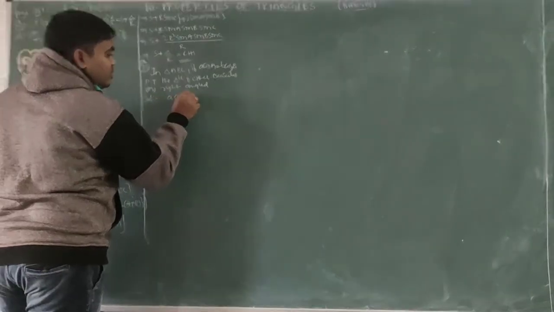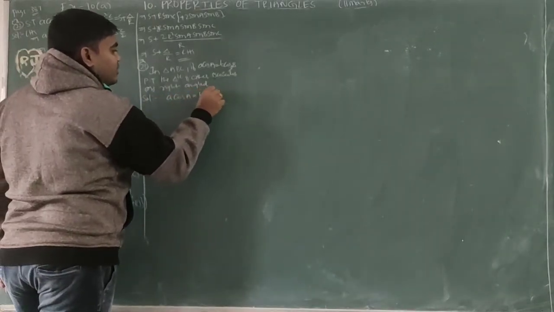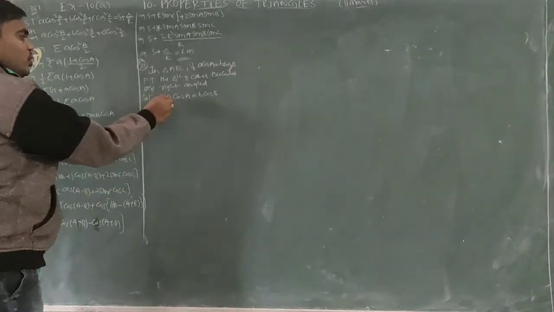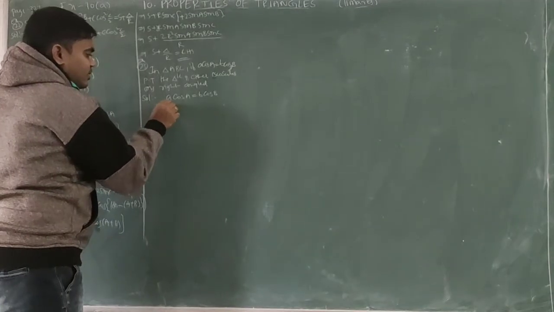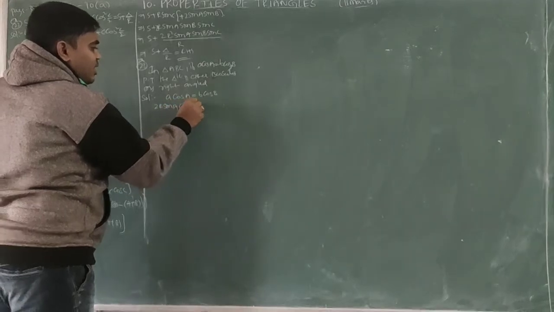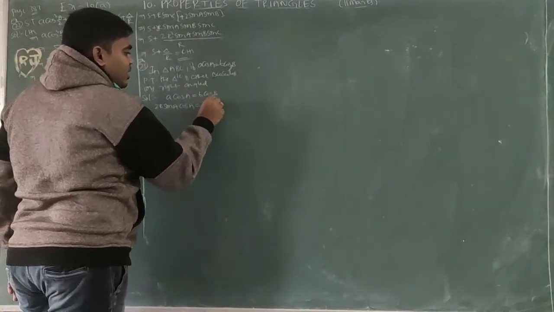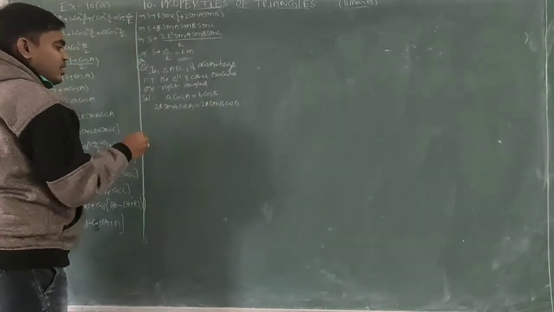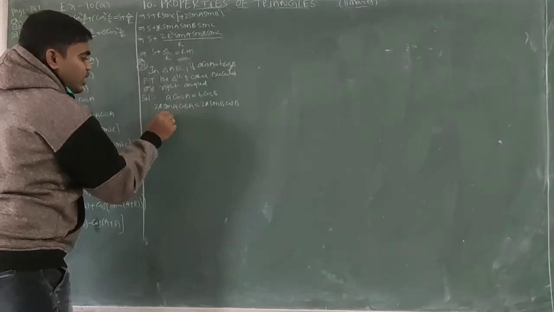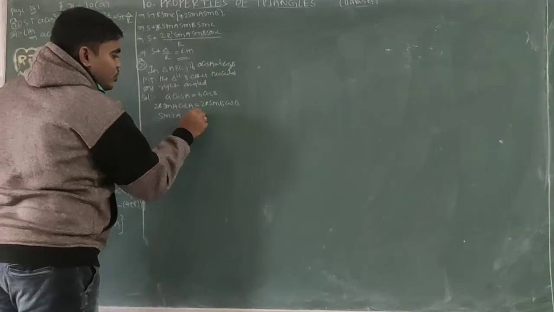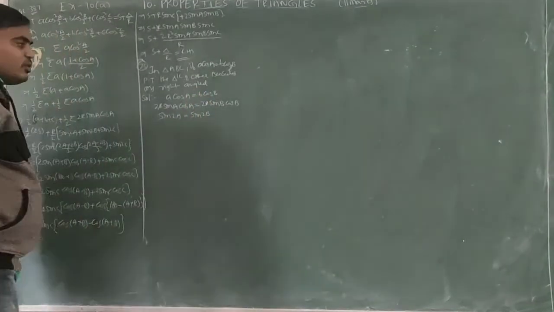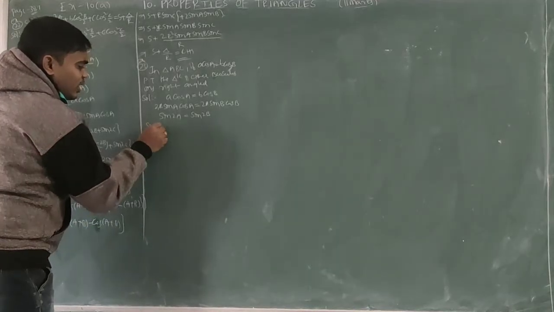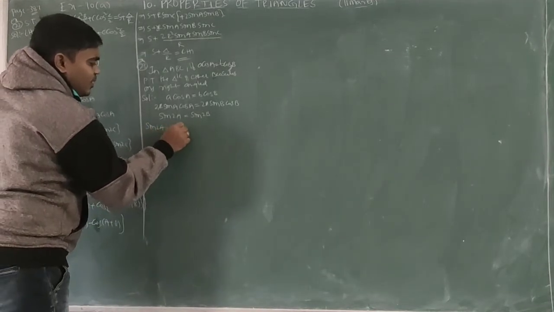a cos A equals b cos B. So a equals 2R sin A, and b equals 2R sin B, so 2R sin A cos A equals 2R sin B cos B. Both sides are cancelled. 2 sin A cos A equals sin 2A, equal to sin 2B. So sin 2A equals sin 2B.